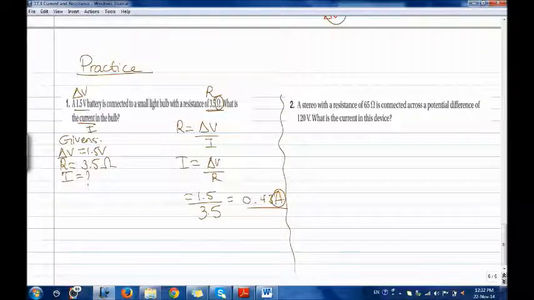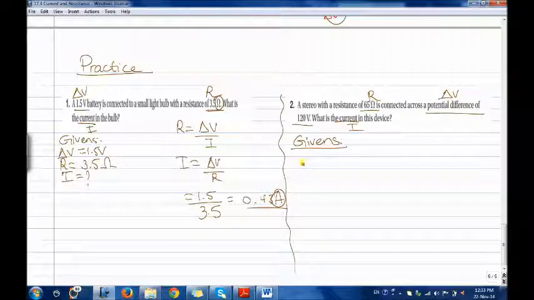Now the second question, a stereo with a resistance of 65 ohm is connected across a potential difference of 120 volts. What is the current in this device? So the givens are 65 ohm, which is the resistance, and the potential difference, which is ΔV, which is 120 volts. They want us to find the current, which is I.